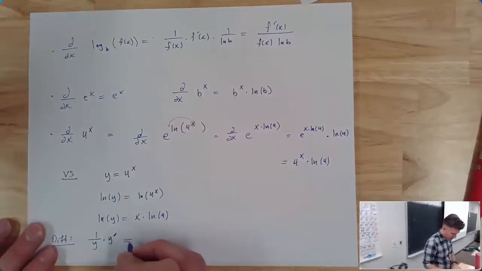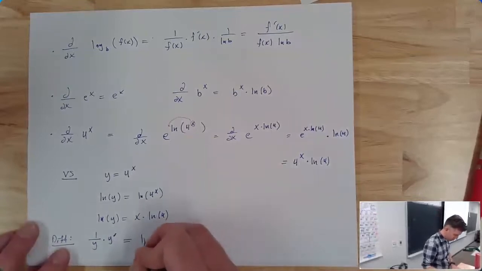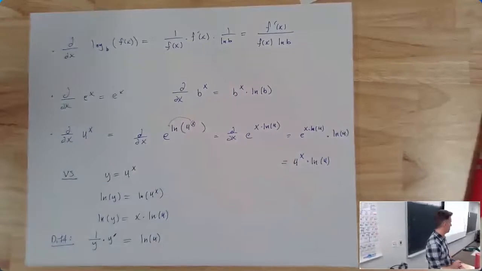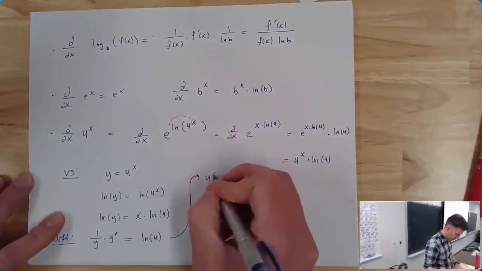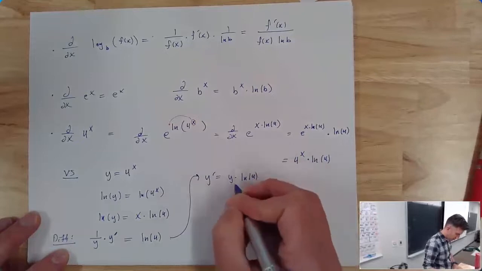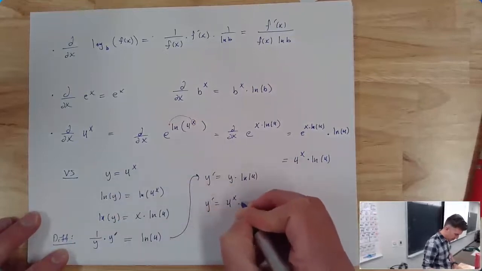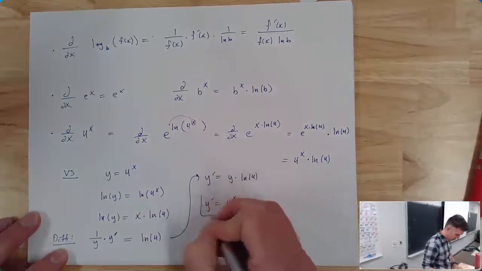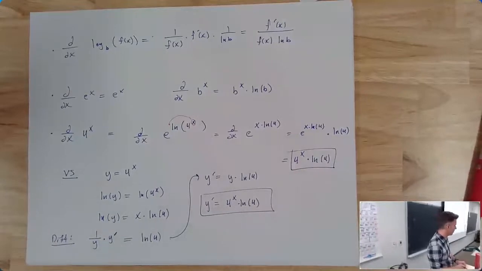On the other side, we talked about this just a minute ago, the derivative of x times a constant is 1 times the constant. And then we solve for y prime. So y prime equals y times the natural log of 4. But y is 4 to the x. So y prime is equal to 4 to the x times the natural log of 4. So either way, the derivative is 4 to the x times natural log of 4. It's great.